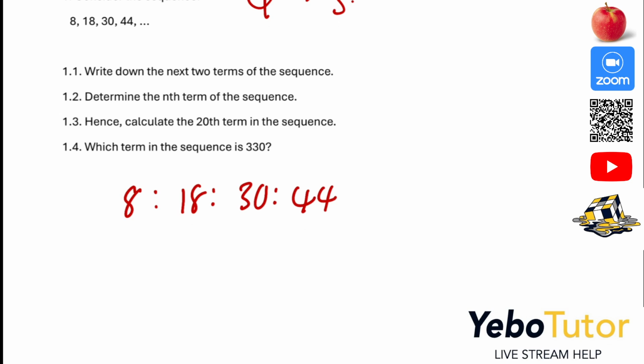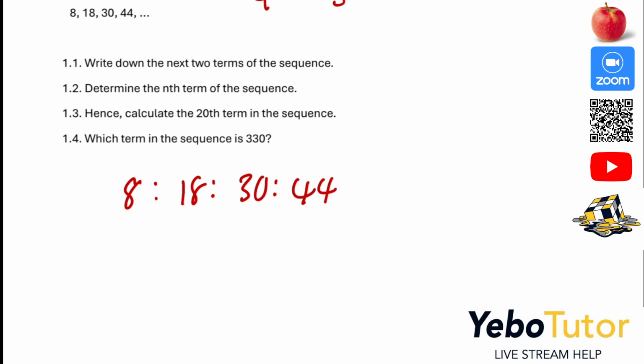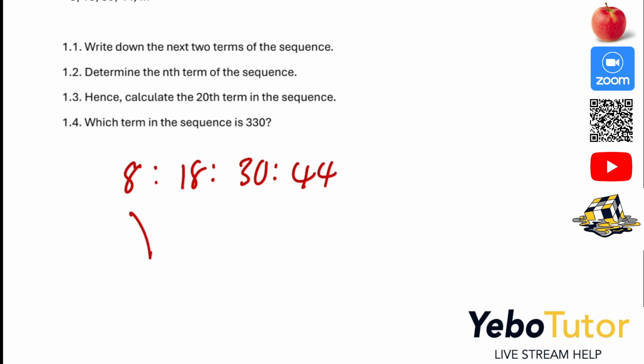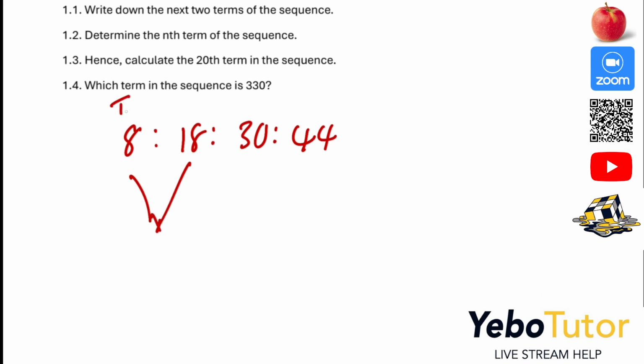In order for you to answer this question, this is a straightforward thing. I'll give you method number 1 and I'll also give you method number 2. Method number 1 is to understand, what do we know about a quadratic sequence? A quadratic sequence has a second constant difference. So which means now we need to have our T1, T2, T3, as well as T4.